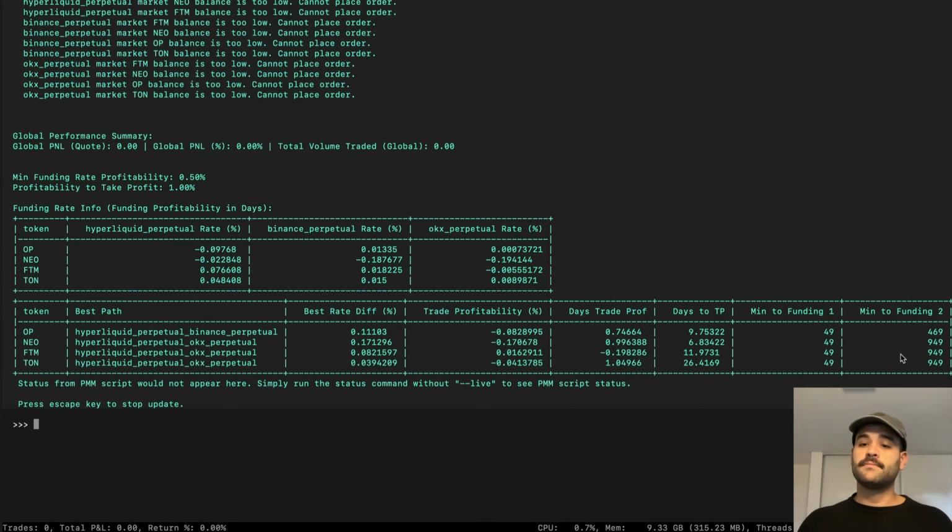And then the last column shows how many minutes remain to the funding one. Funding one means the first exchange, which is this one, and how many minutes we have to the funding two, that is the second exchange that we have.